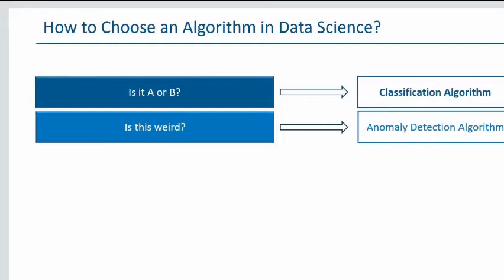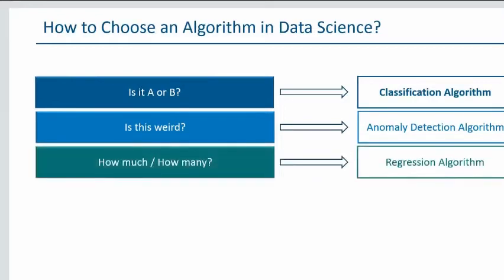Now, let's look at the next problem in data science. How much or how many? For those of you who do not like math, be relieved because regression algorithms are here. Whenever there is a problem which asks for figures or numerical values, we solve it using regression algorithms. For example, what will be the temperature for tomorrow? Since we expect a numeric value in the response to this problem, we will solve it using regression algorithms.